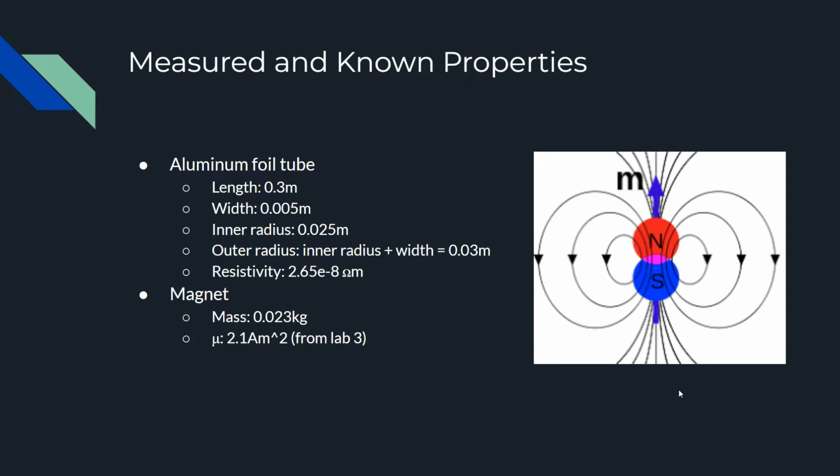Now, our measured and known properties. The aluminum foil tube had a length of 0.3 meters, a width of 0.005 meters, an inner radius of 0.025 meters, and an outer radius of 0.03 meters. Its resistivity was 2.65 times 10 to the negative 8th ohm meters, and our magnet had a mass of 0.023 kilograms with a magnetic dipole moment mu of 2.1 amps meters squared, which we found from lab 3.